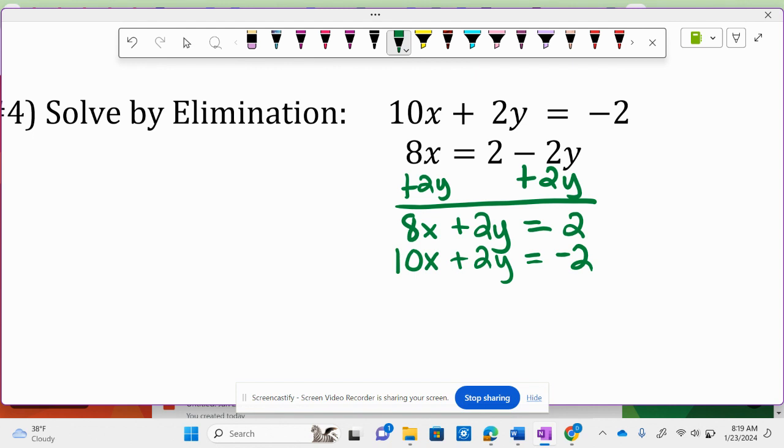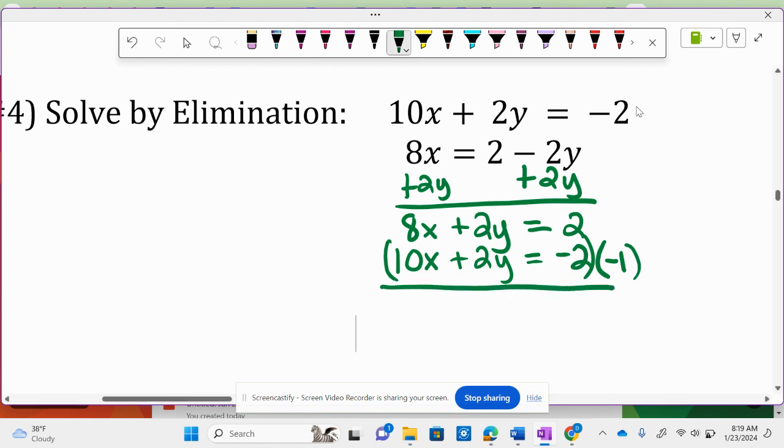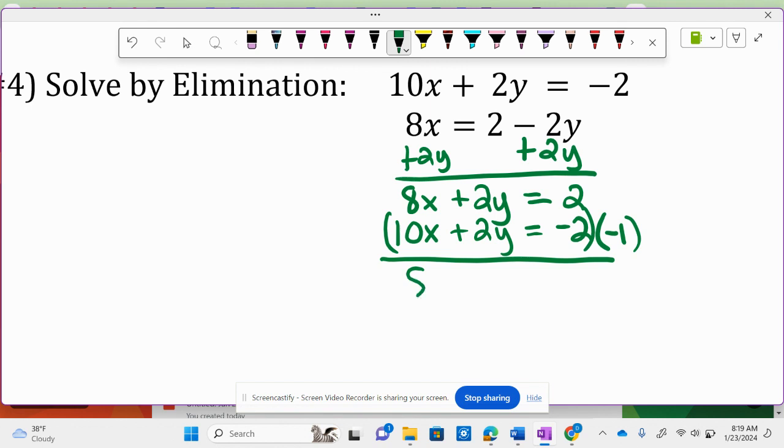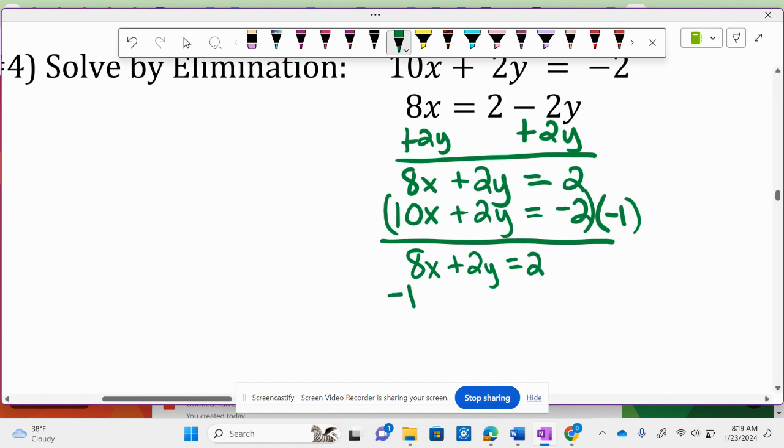Can we add them? I have to multiply by -1. Which equation do you want to multiply by -1? Top or bottom? Bottom one. Okay, so I'm going to multiply this by -1 every single term. So the first one, I'm going to rewrite 8x plus 2y equals 2. That first equation does not change. The second one, -10x minus 2y equals +2.